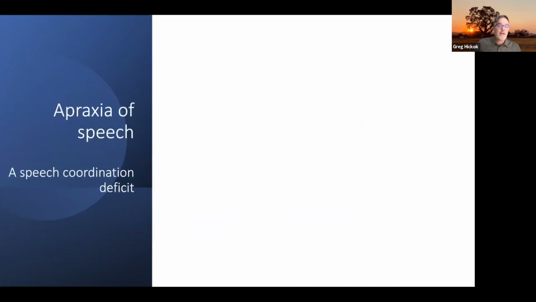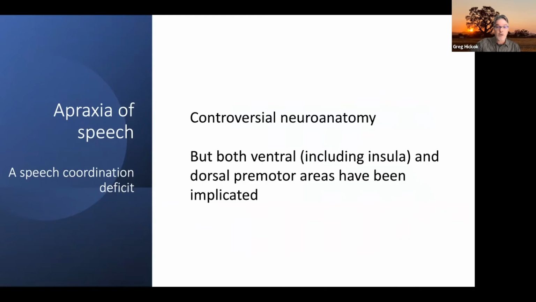Turning to apraxia of speech, this is, like I said, probably the closest thing to what Broca was interested in studying, which he called aphemia, which is more of a speech coordination or sequencing deficit. So something lower level. It's typically thought not to be an aphasia, instead a motor speech problem. And so it's of interest with respect to what we're talking about today. The neuroanatomy is controversial, and I want to avoid the controversy.